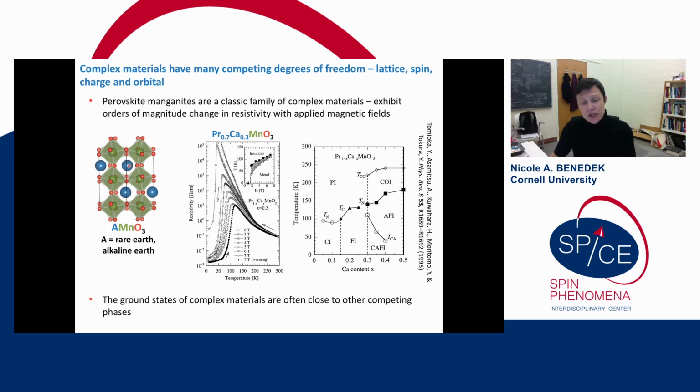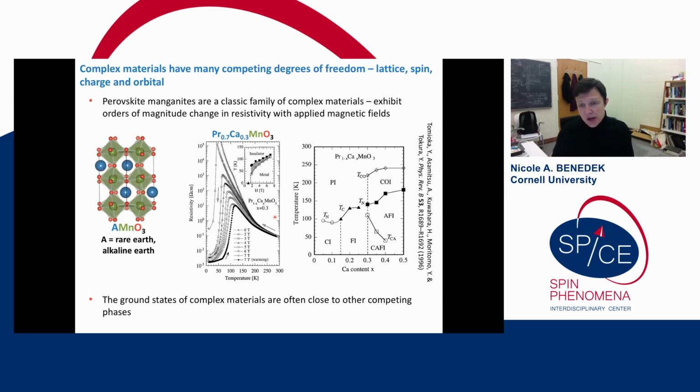We care about these materials because they exhibit the phenomenon of colossal magnetoresistance. So their electrical resistivities change by orders of magnitude in response to an applied magnetic field. These data in the middle are for praseodymium calcium manganite, and each one of those data sets shows how the resistivity is changing as a function of temperature with respect to an applied magnetic field. In conventional materials, their resistivities change typically maybe on the order of a few percent under an applied field.